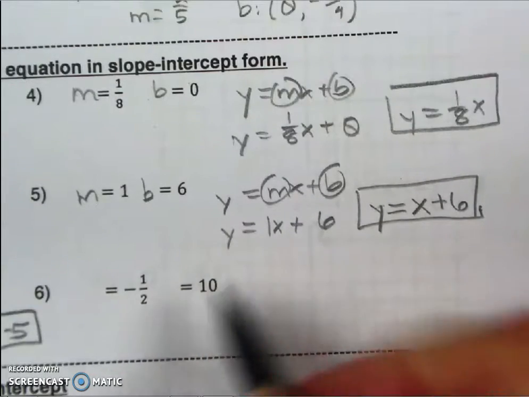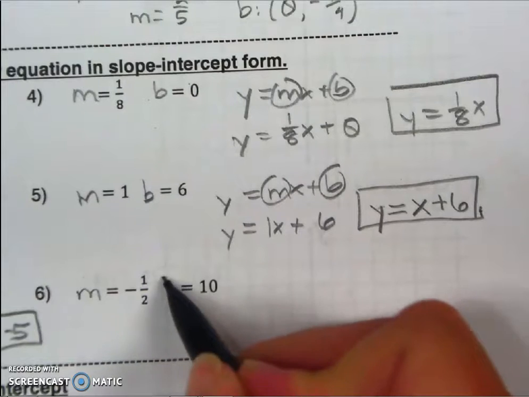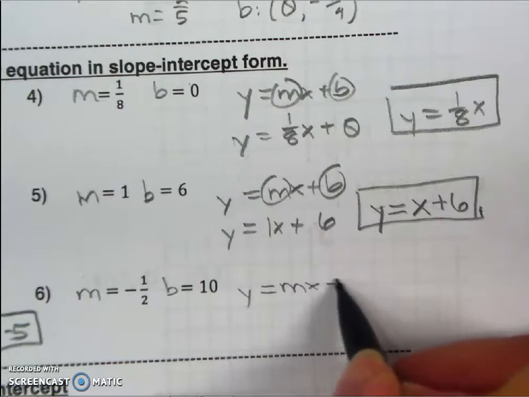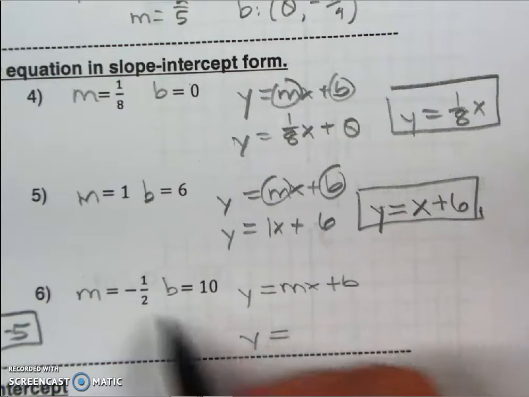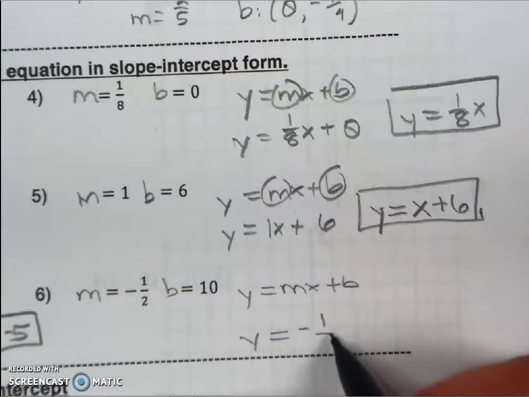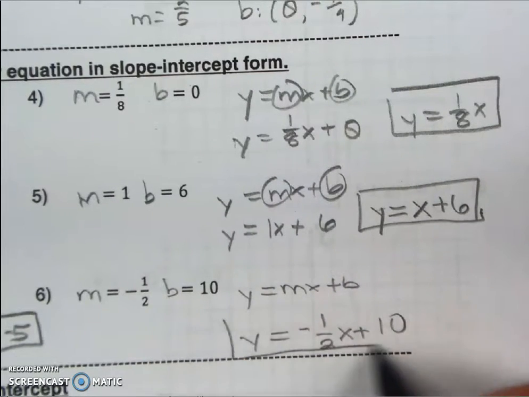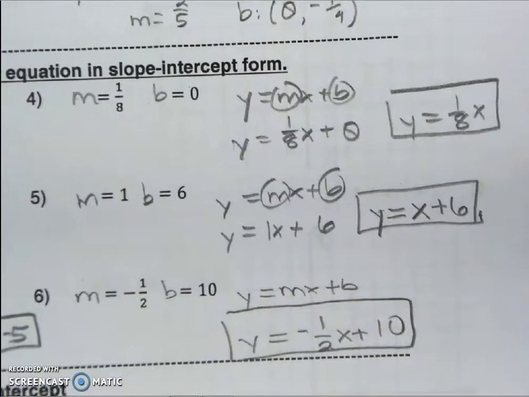All right, number 6, if m is negative 1/2 and b is 10, and we're filling in y equals mx plus b, then we know it would be y equals negative 1/2 x plus 10. Ta-da! We love slope-intercept form.